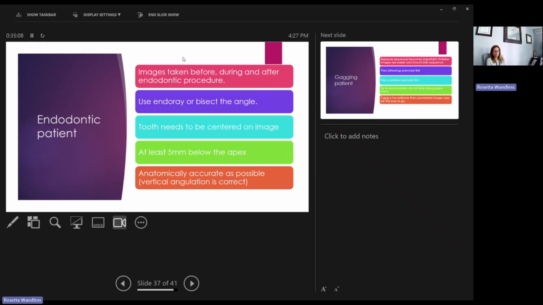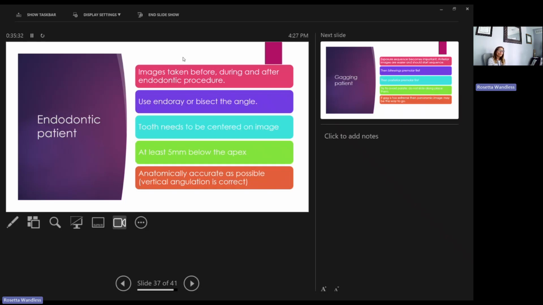Another special circumstance is an endodontic patient. So let's just talk about endodontics. Endodontic means we're doing a root canal, which means that we're drilling into the center of a tooth and removing the nerve and the pulp or any debris material inside. We do that using these very long files.